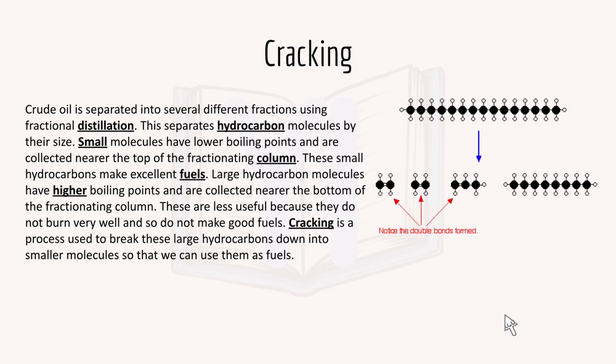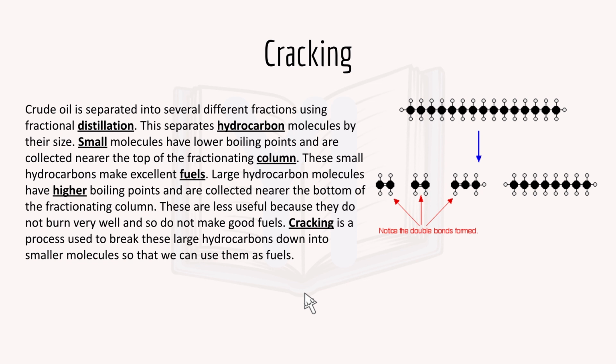Then we'll move on more to cracking. Crude oil is separated into several different fractions using fractional distillation, and this separates hydrocarbon molecules by their size. Small molecules have lower boiling points and are collected nearer to the top of the fractionating column, and these small hydrocarbons make excellent fuels. Large hydrocarbon molecules have higher boiling points and are collected nearer to the bottom of the fractionating column. These are yet less useful because they do not burn very well, as they are not that flammable, and they do not make good fuels.